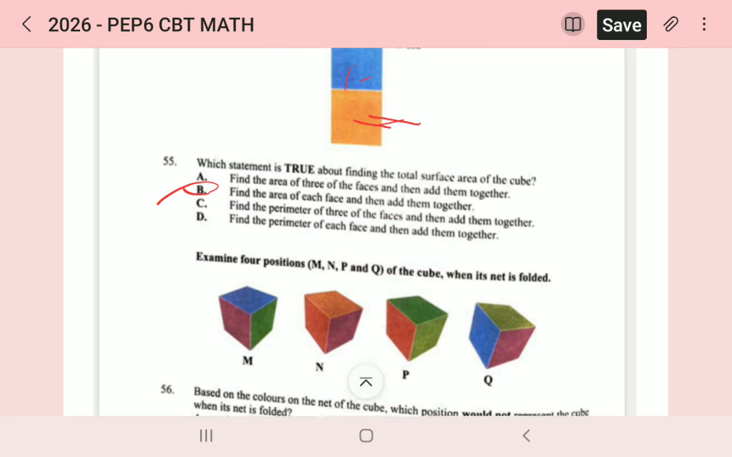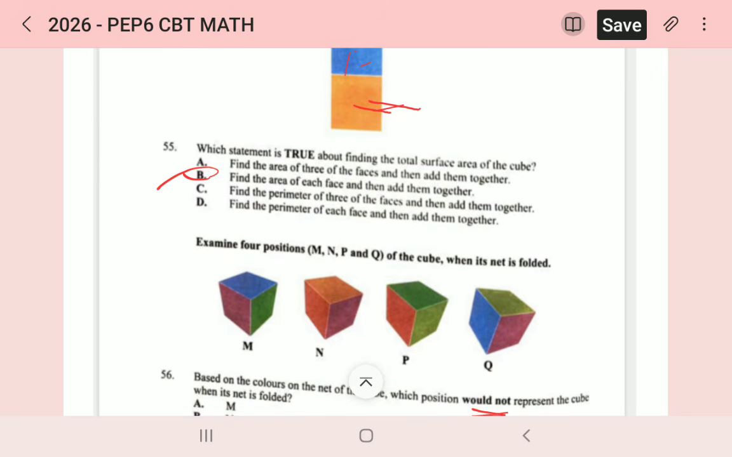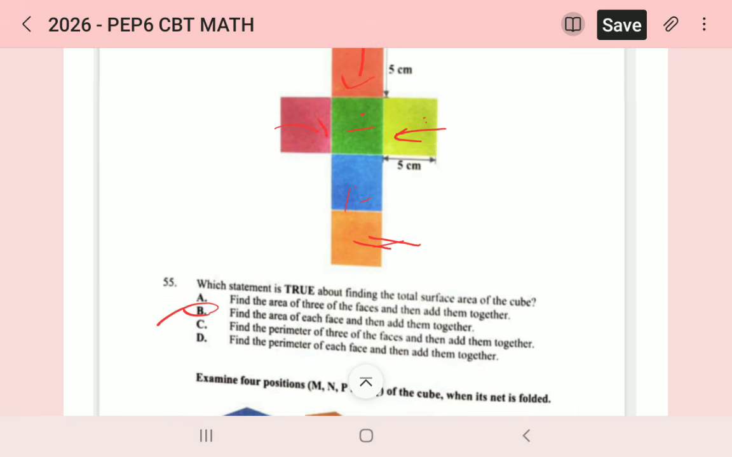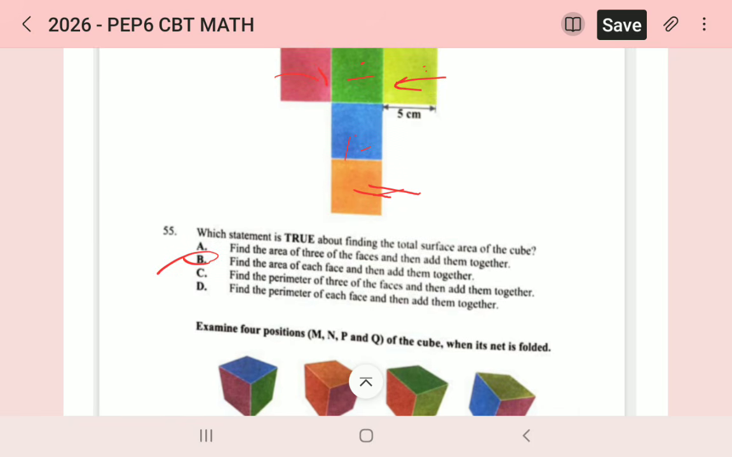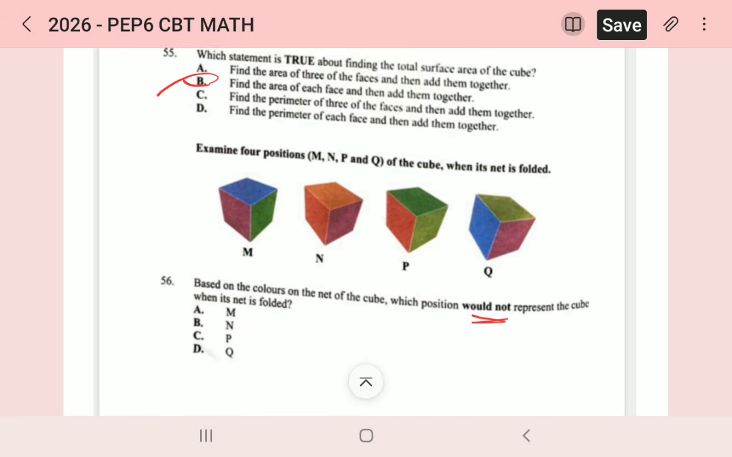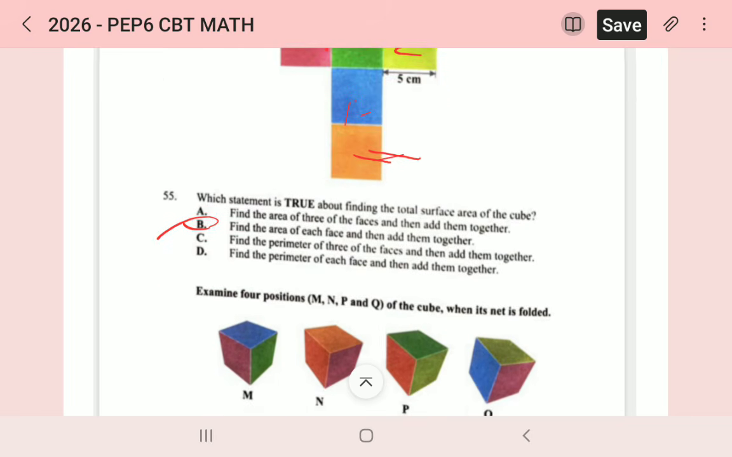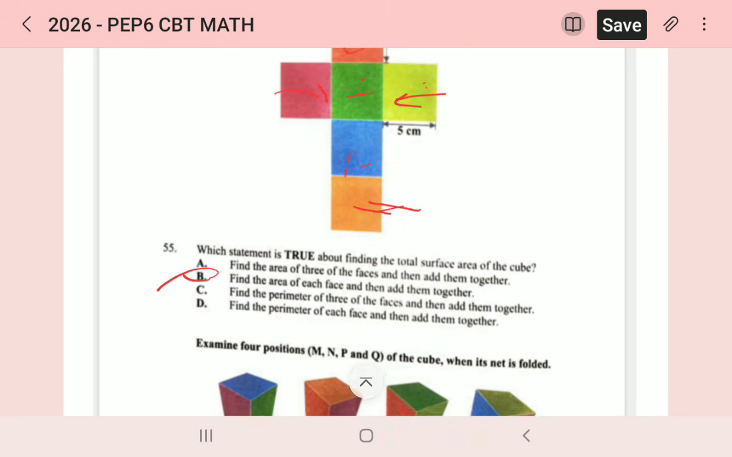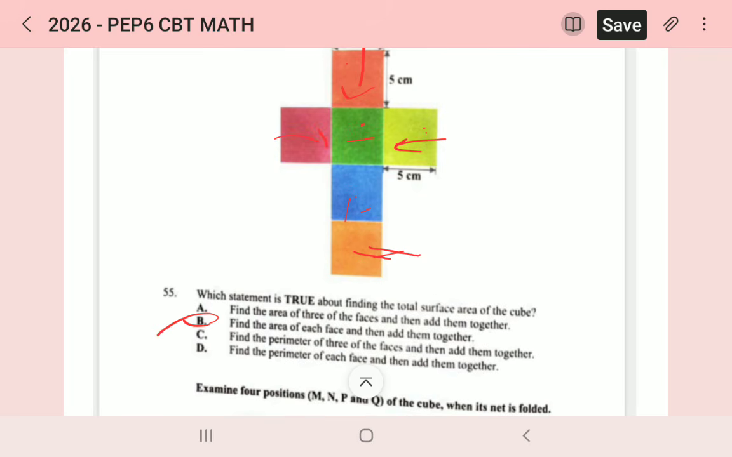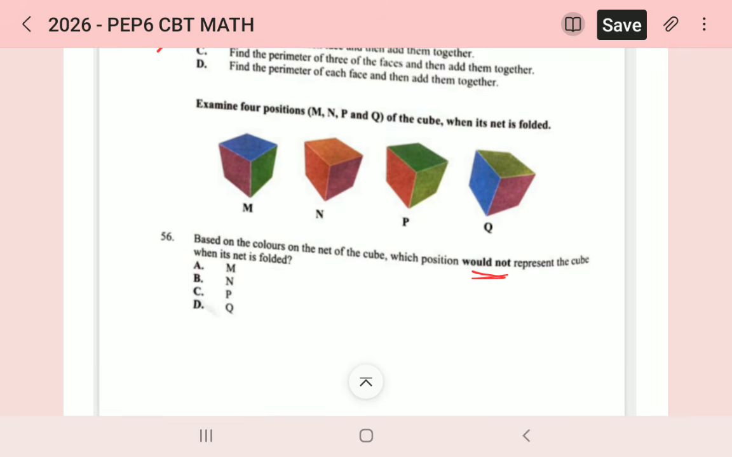Let's see. If you have this orange at the top, and it says which would not be the net when folded. All right, let's see. You have a green to the back. So if they put a green to the back, it means that the orange would be to the other side. So if they put a green at the top, flip this. No. Let's look at it, guys.